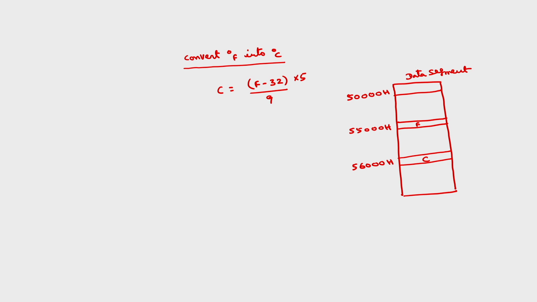Okay. So the program will be: the first two instructions are MOV AX, 5000, MOV DS, AX. Then you take this Fahrenheit value which is stored in the 55,000 location onto the AL register. So you have to find this offset with some register, say MOV SI, 5000 H.